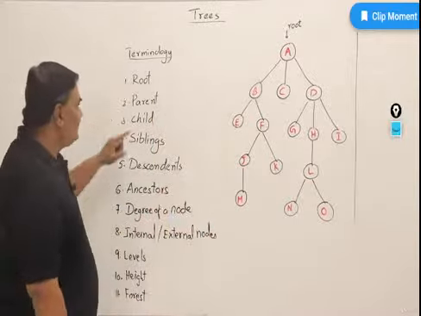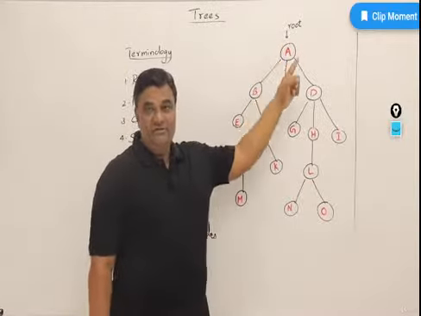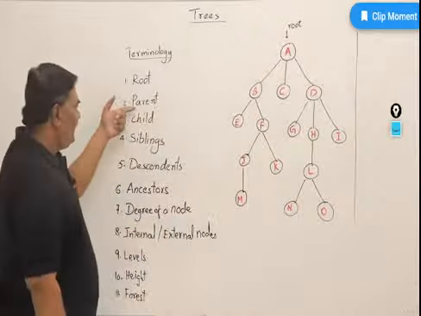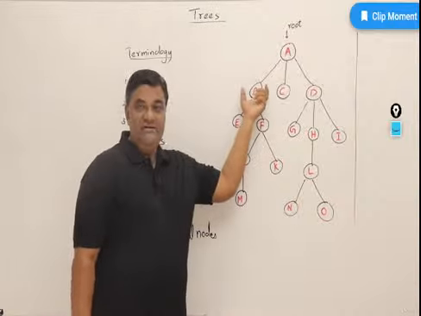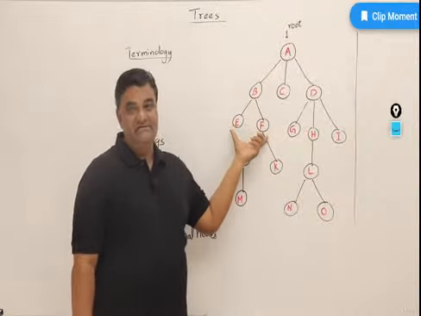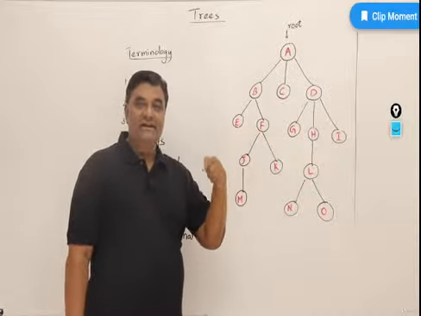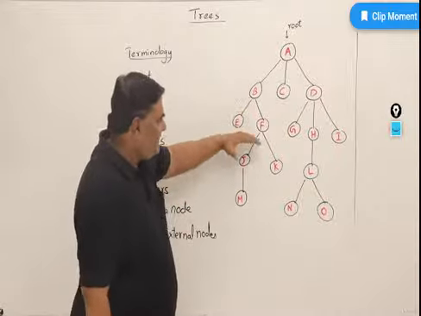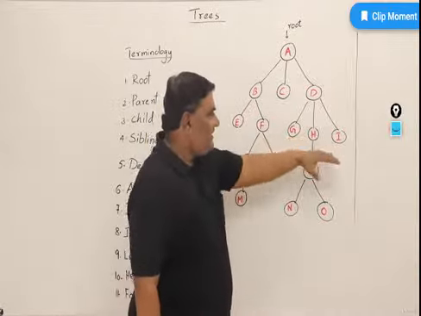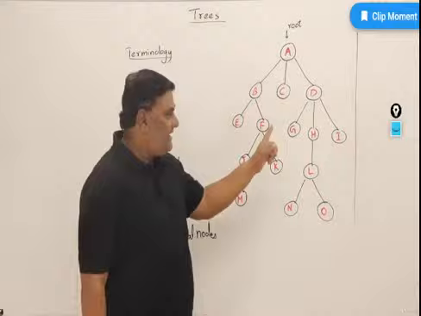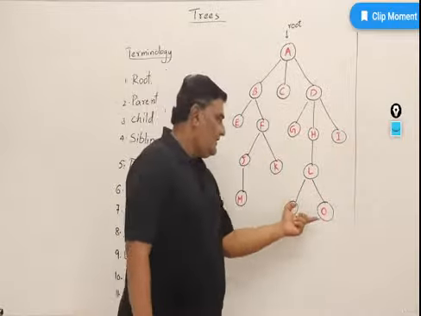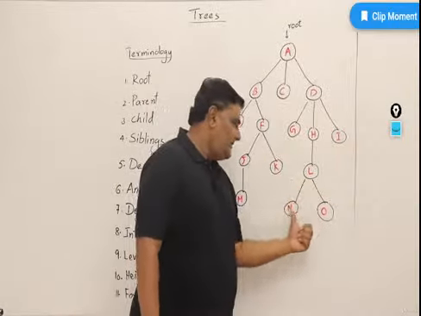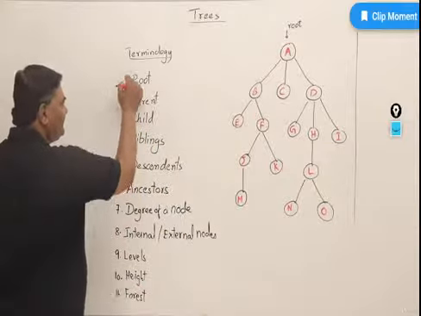Now let us look at the terms. First, root. The very first node on the top is a root. Parent and child. A node is a parent to its very next descendants, or those children which are connected with just one edge. So for B, E and F are its children. For D, G, H, I are children of D. So D is a parent of G, H, I. N and O are children of L. L is a parent of N and O. So we have finished these.